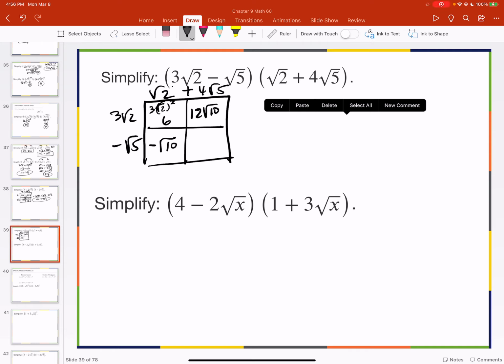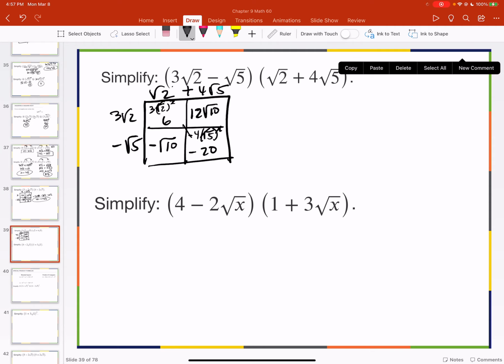And then the last one, 4 root 5 times negative root 5, that's going to be negative 4 square root of 5 squared. So that will cancel out, and then you'll just get negative 20. So then 6 minus 20, that's going to be negative 14. And then you have 12 root 10 minus root 10, so that's going to be plus 11 root 10. Okay.